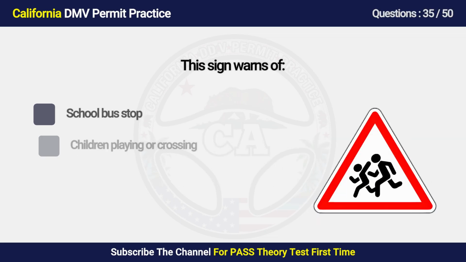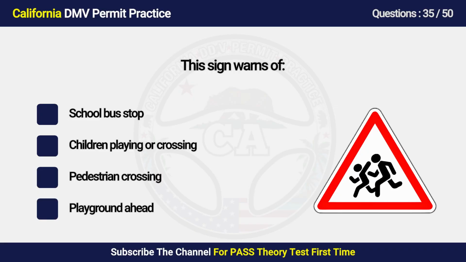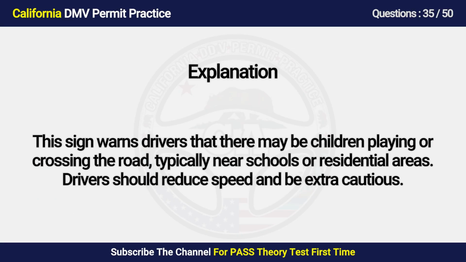Question 35. This sign warns of A. School bus stop. B. Children playing or crossing. C. Pedestrian crossing. D. Playground ahead. Answer is B. Children playing or crossing. This sign warns drivers that there may be children playing or crossing the road, typically near schools or residential areas. Drivers should reduce speed and be extra cautious.